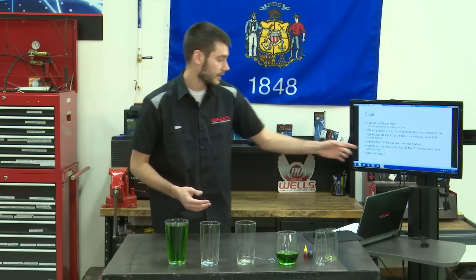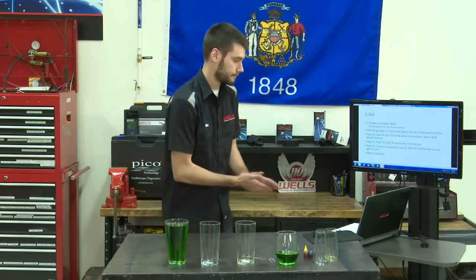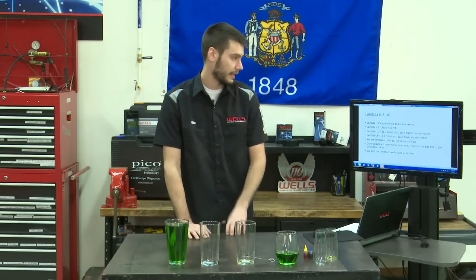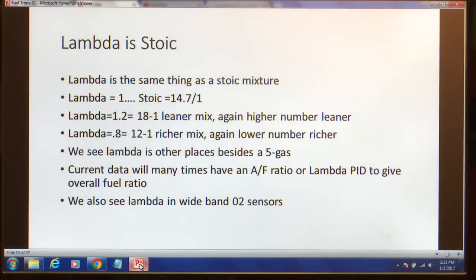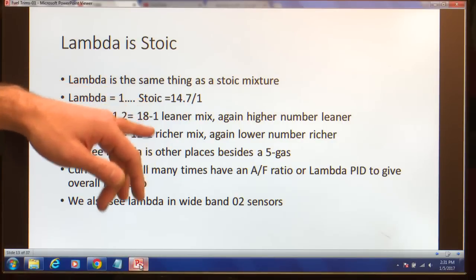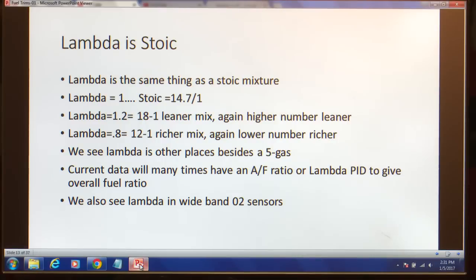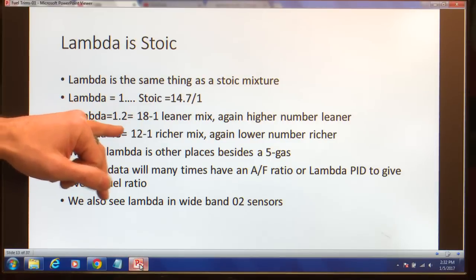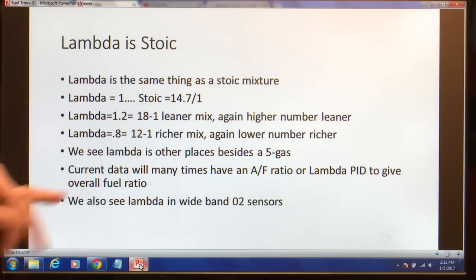And again, lambda. What the heck is lambda? So, lambda is kind of a funny word, but it's got a real easy meaning for us as technicians to understand. Lambda equals 1, or stoichiometric, or 14.7 to 1. So when you see lambda 1, you can know that that means 14.7 to 1. If lambda goes up, so above 1, it's the same thing as our air-fuel ratio number going up. So lambda 1.2 is equivalent to an air-fuel ratio of about 18 to 1.